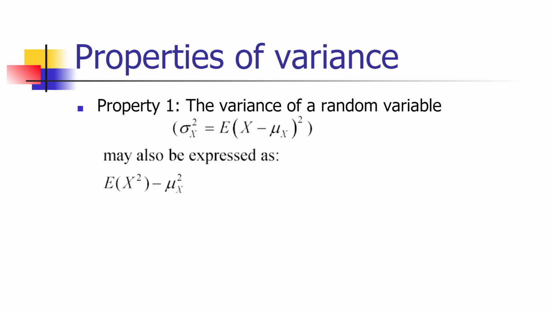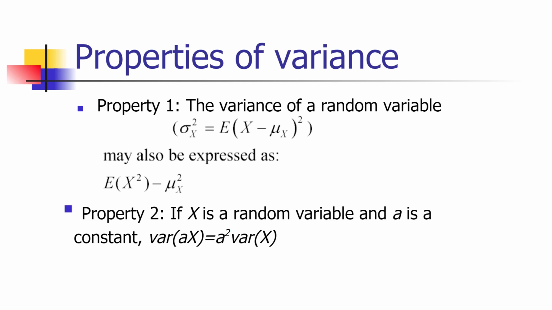There's a few properties of the variance that you should be familiar with. The first is that we can also express the variance of a random variable as the expected value of x squared minus mu sub x squared. That can be fairly easily shown with a little bit of algebra, and again, that is done in the text if you're not comfortable with this or if you don't recall this from when you first studied introductory statistics.